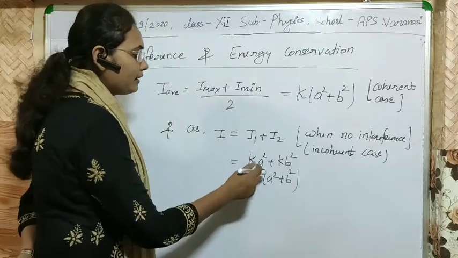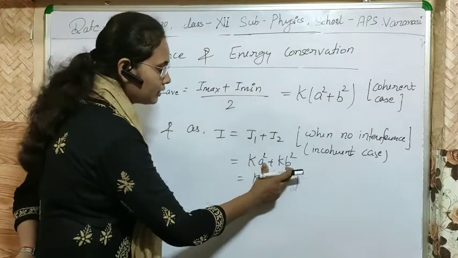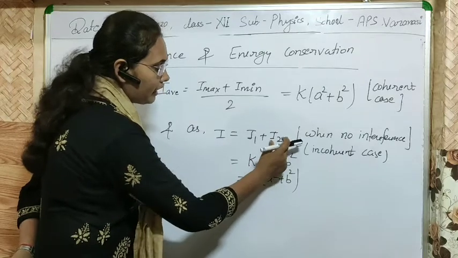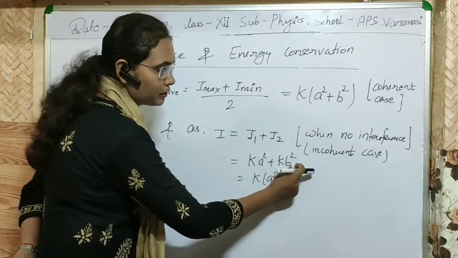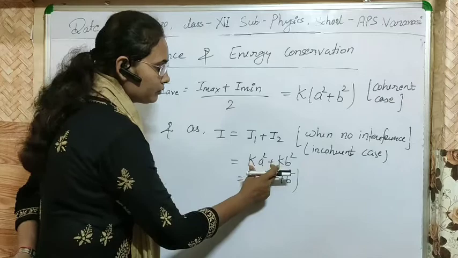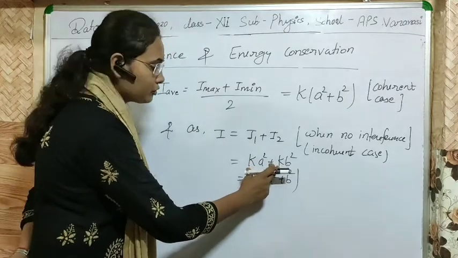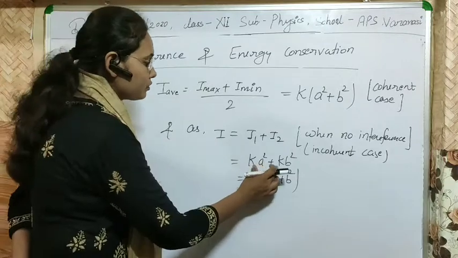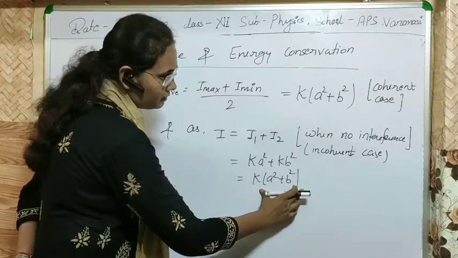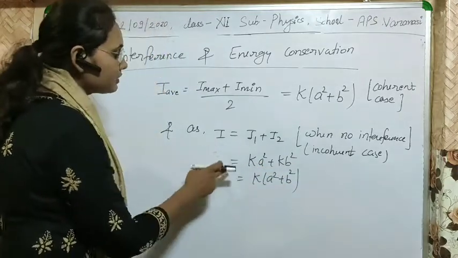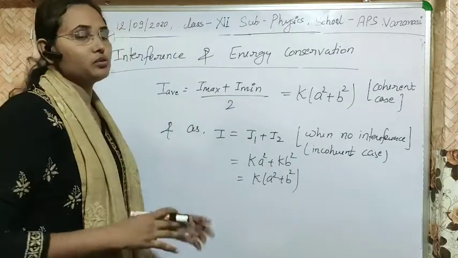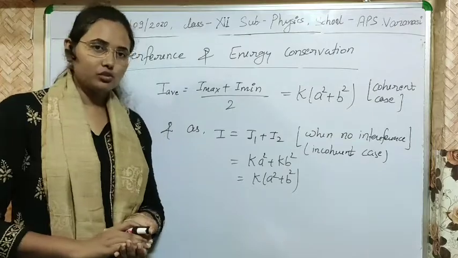If you want to write it in the form of amplitude, then you can also write I1 is directly proportional to amplitude square and I2 is also directly proportional to amplitude square. So if you remove the proportionality, then definitely you will get some constant here, K. So this will be the final answer. Okay. So this is the intensity when sources are incoherent or when there is no interference between light sources.